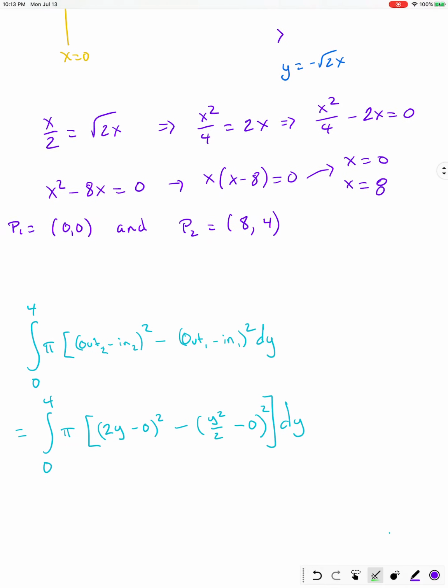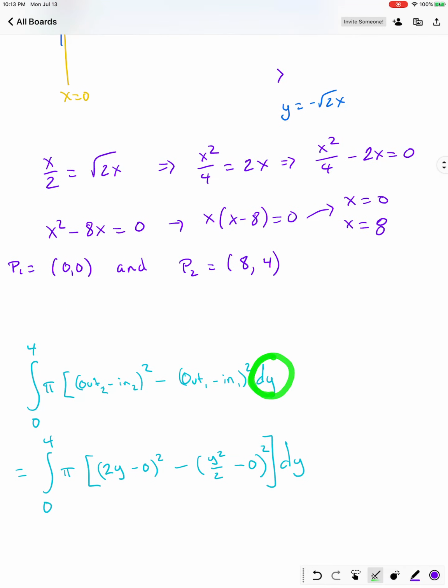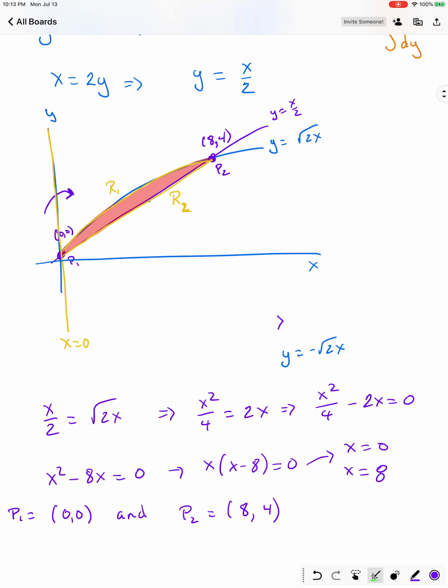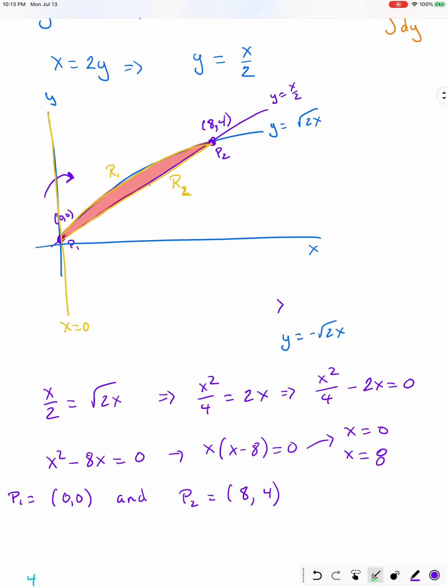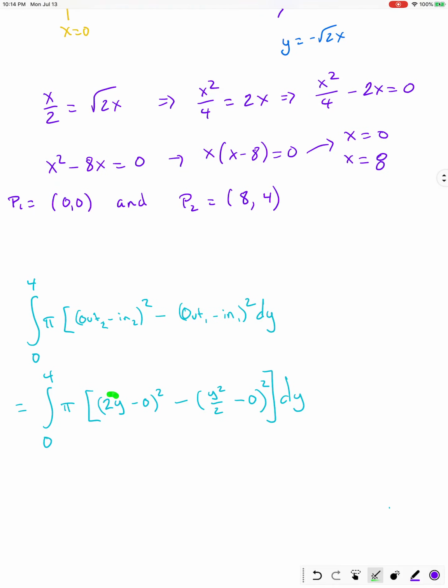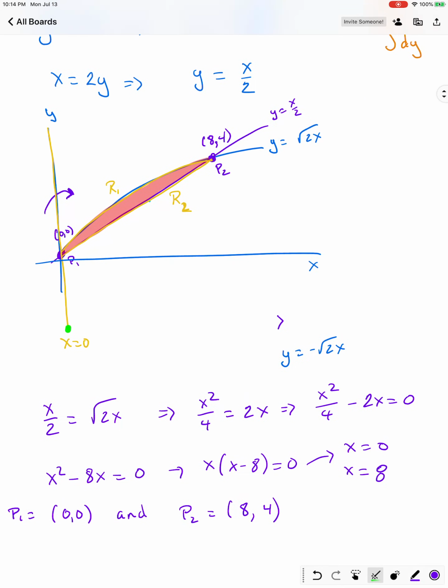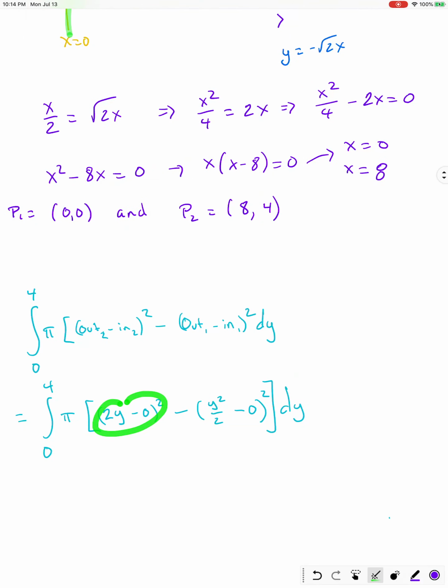That is y equals x over 2. But remember, I want my function to have things in it that are y, so I need to solve this so that I'm having y things. So 2 times y equals x. So this is 2 times y, and then minus 0, because I'm going from here to here. This is x equals 2y minus 0, and then that whole thing is squared.